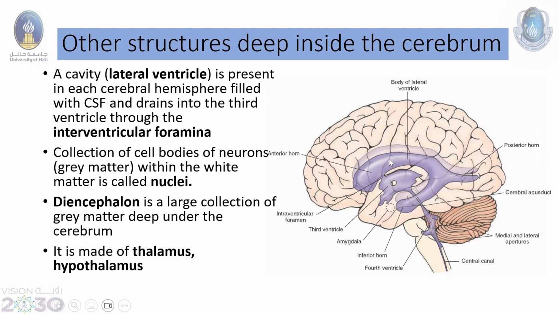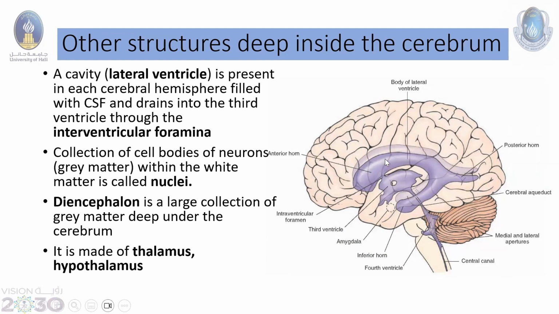One is the ventricles. What are ventricles? These are nothing but the cavities filled with CSF. Okay, so there are four ventricles. Two lateral ventricles on either side. Each cerebral hemisphere will have one lateral ventricle. So there are two lateral ventricles, and then below that, this is the third ventricle, and here is the fourth ventricle.